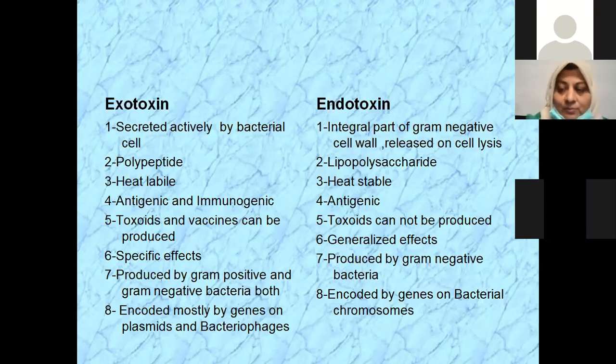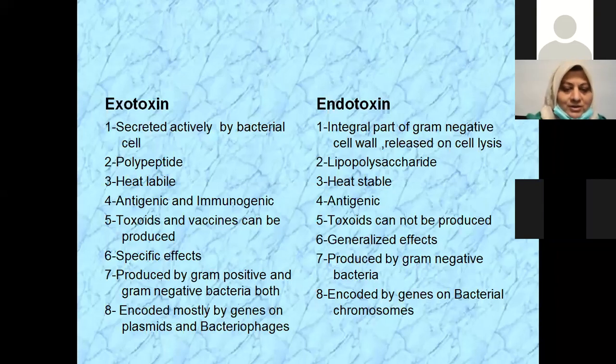So please remember, each student of microbiology should remember all the time this basic fact that endotoxin is not secreted by the bacteria, it is the integral part of the gram-negative cell wall. And it is released only when the cell is destroyed, when the cell wall is destroyed. Then exotoxins are polypeptides in nature, while endotoxins are lipopolysaccharides. So you see the chemical composition is also different. Exotoxins are heat labile, very sensitive to heat, while endotoxins are heat stable. They resist heat.